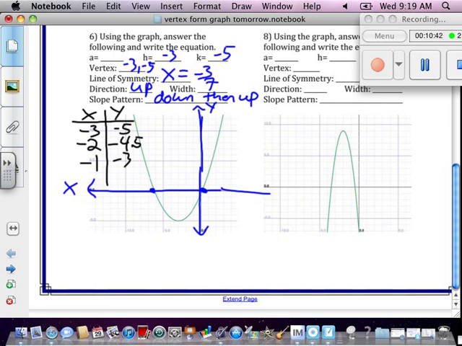Okay. Now, here's the hard part. I want to find the first difference and then the second difference. So what is the difference between here and here? What is the difference between those two? 1.5. What's the difference between 0.5 and 1.5? 1. Is it opening up or down? So it'd be up.